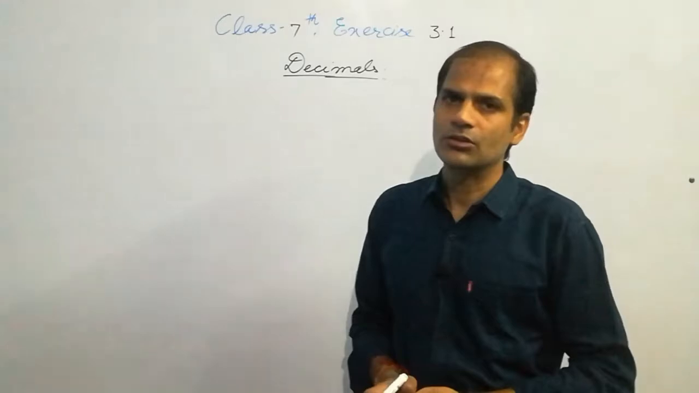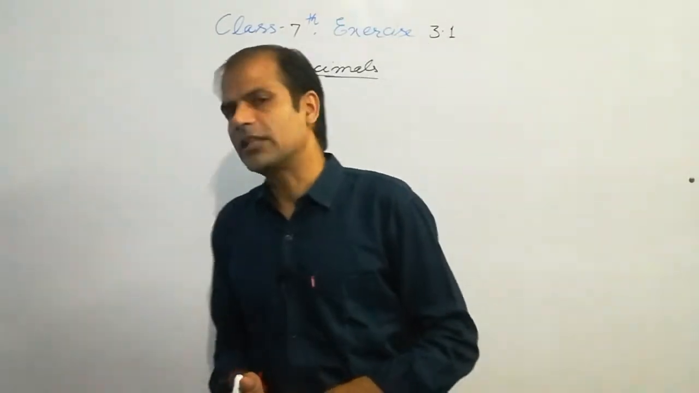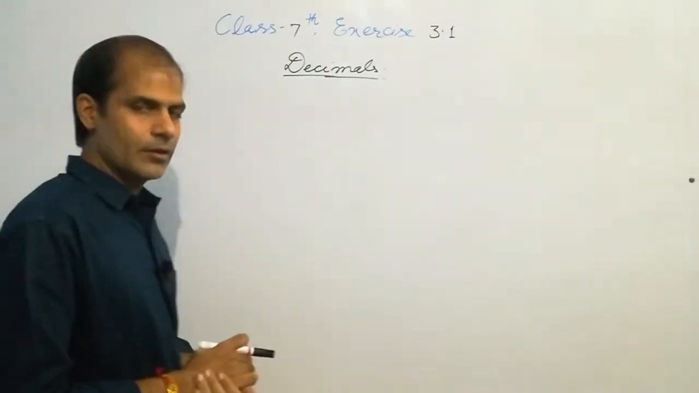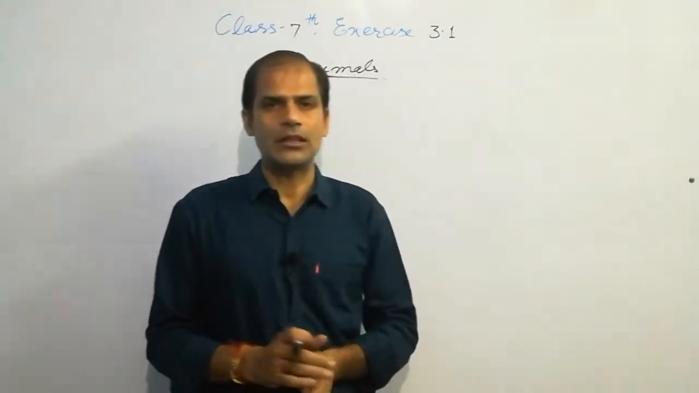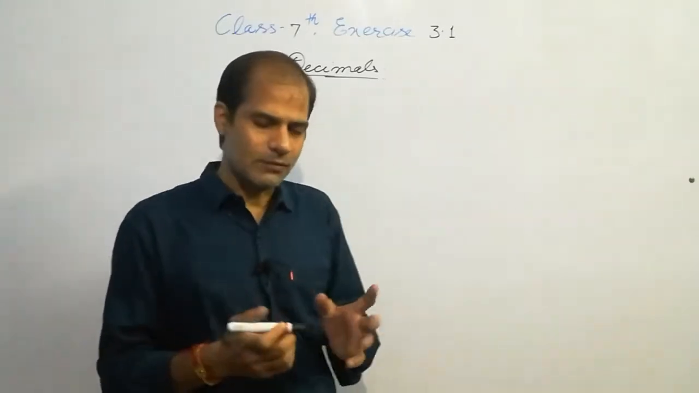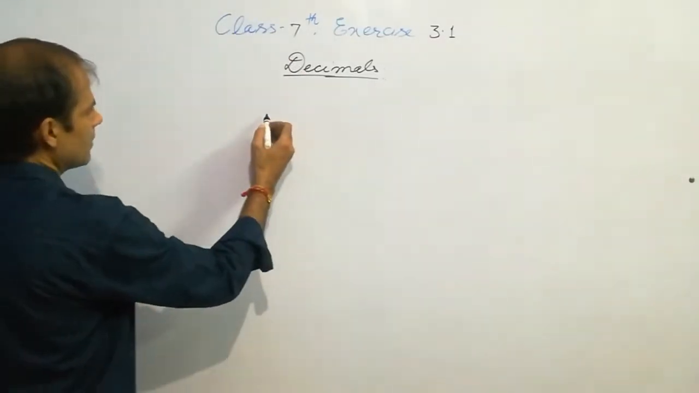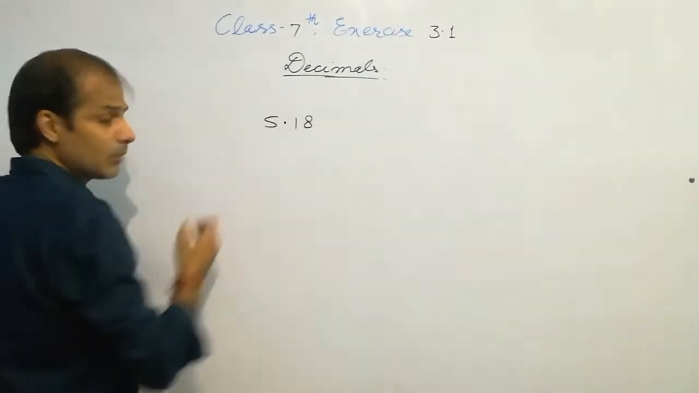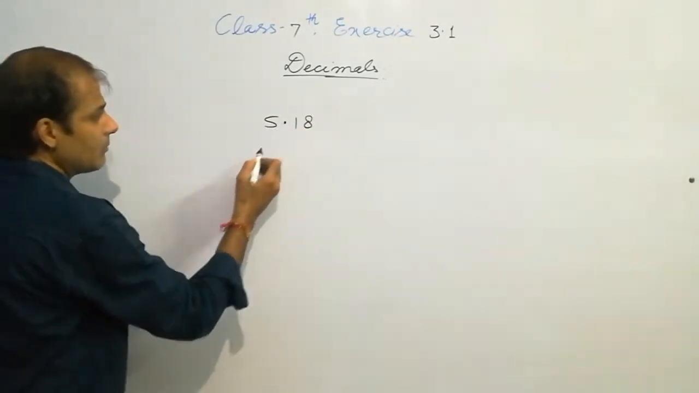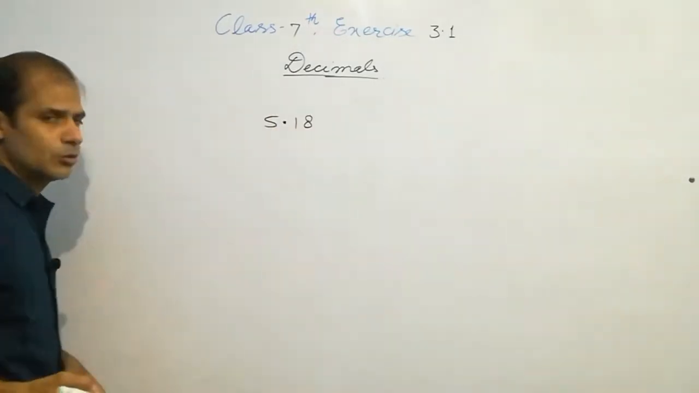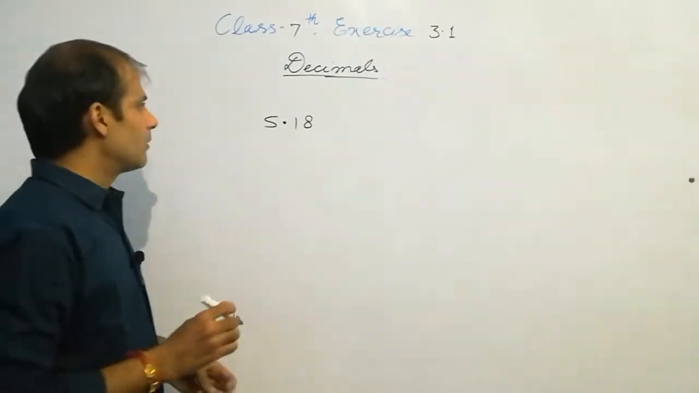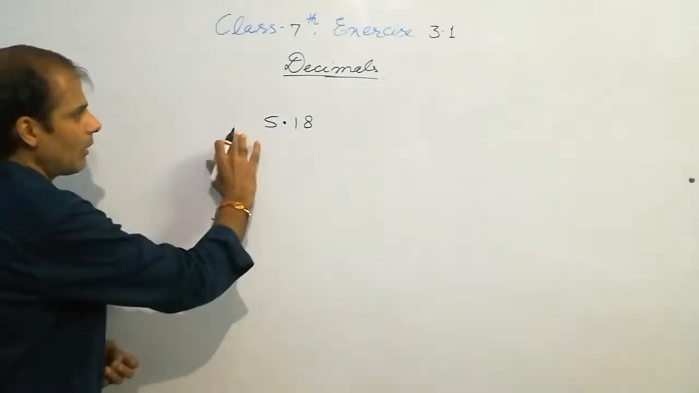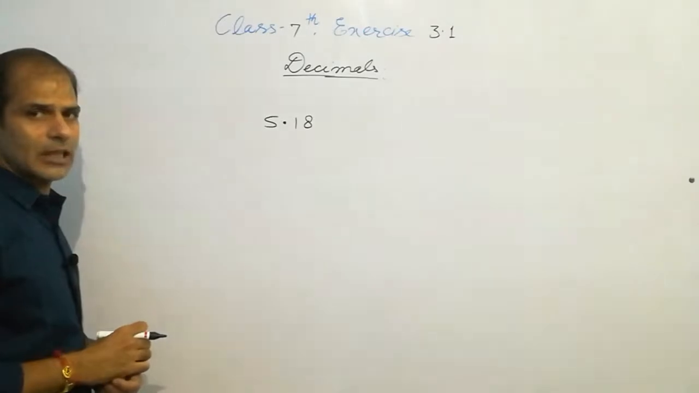We will discuss chapter 3. It is about decimals. So what is a decimal? Decimal means it is a fraction. Sometimes you have seen numbers like this, 5.18. This is a decimal number, and decimal means in this number you can see a small dot, okay? Between two numbers there may be digits, or the numbers on the left and right hand side of the decimal.